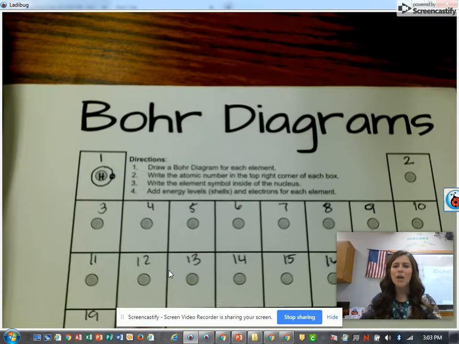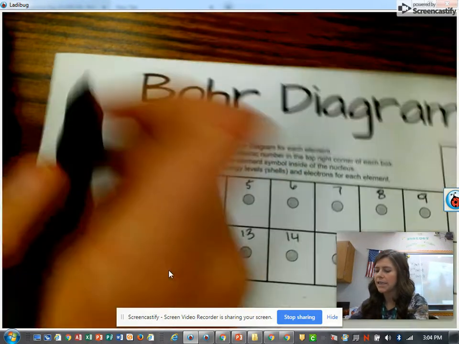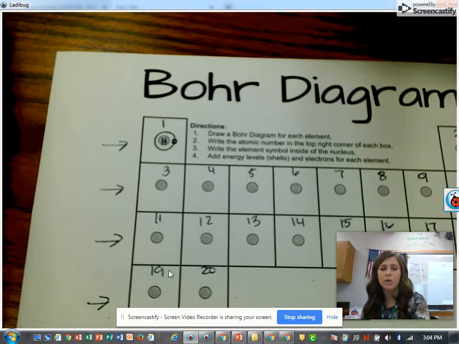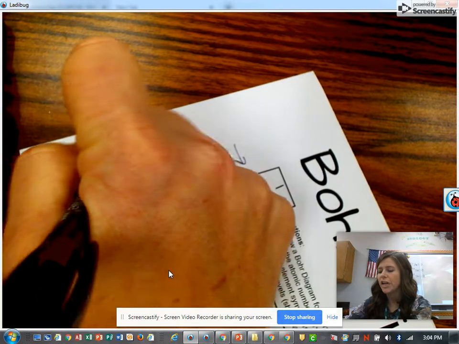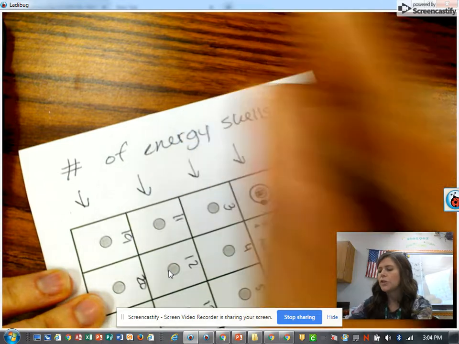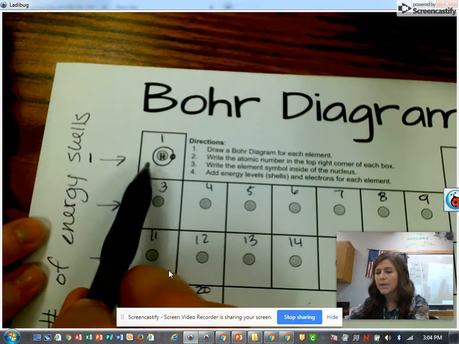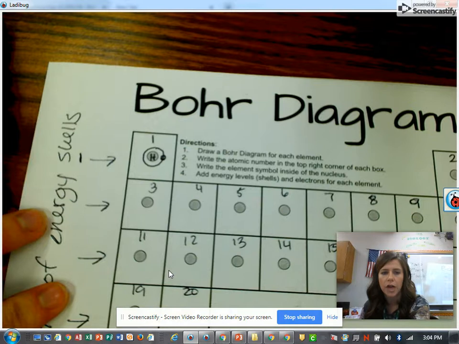Hey guys, so today I'm going to go over what we did in class, and that is making Bohr diagrams. One thing that a lot of us got confused about is what each one of these periods represents. These periods represent our number of energy shells. So this one right here is period 1, which means we have one energy shell. That's why for hydrogen, we have one circle drawn around the nucleus.